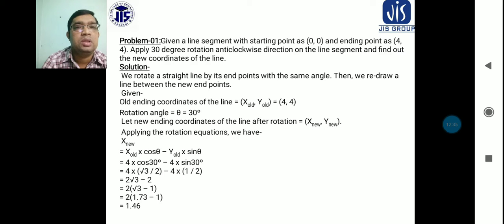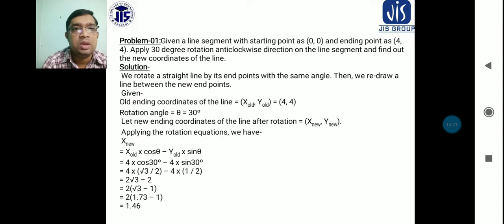The rotation angle means by which degree the line will be rotated, here theta equals 30 degrees. Let the new ending coordinates of the line after rotation be x new and y new. First find the old ending point from the question, then rotate it by 30 degrees, and then find the new coordinates.